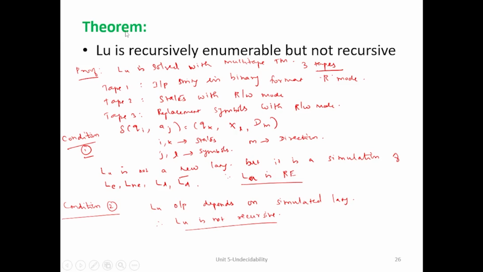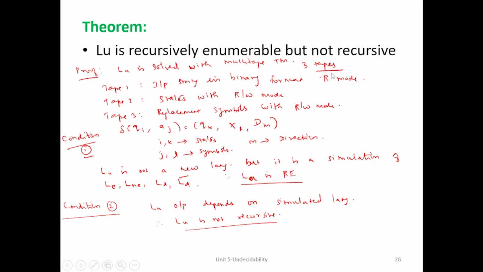Here is a theorem related to the universal language, LU: LU is recursively enumerable but not recursive. How can we prove it? We already know that the universal language should be solved with 2 conditions. One condition is it should be written on a multi-tape Turing machine, and we should write it in an encoding format. So LU is solved with a multi-tape Turing machine.